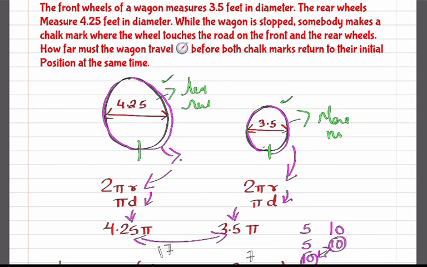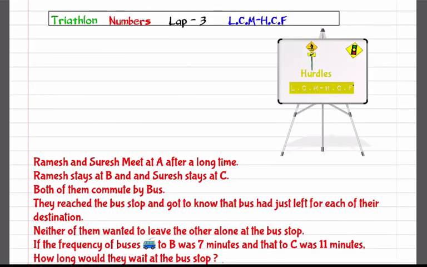So this was one application of LCM as to when two things happening at different intervals will happen at one interval. Okay, so this should give you an idea of the problem.